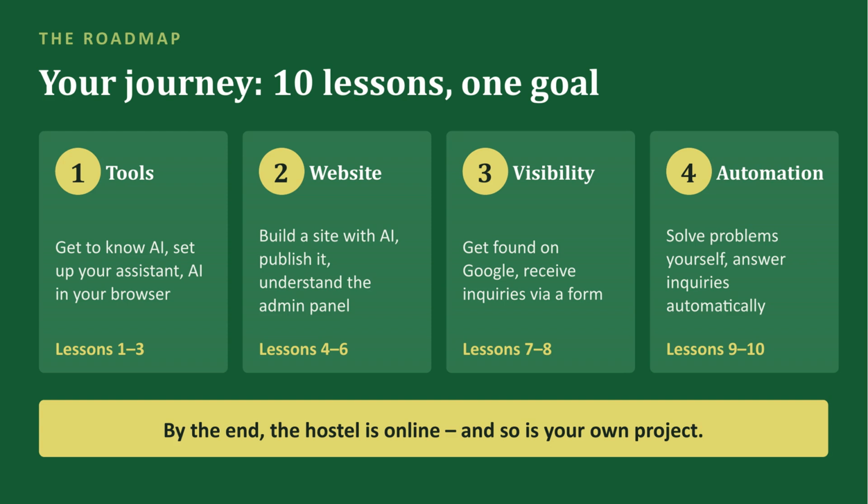You build it with AI, publish it online, and learn about the admin panel behind it. Stage 3, make sure you get found on Google and on the map, and that inquiries reach you in an organized way. And in the fourth stage, you let the technology work for you. Inquiries get answered automatically. Each lesson takes only a few minutes and builds on the previous one. By the end, our hostel is online, and if you build along with us, your project is too.